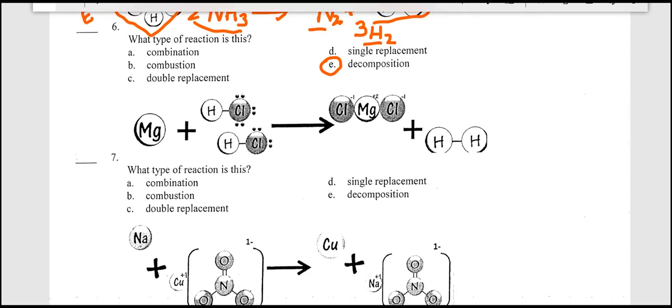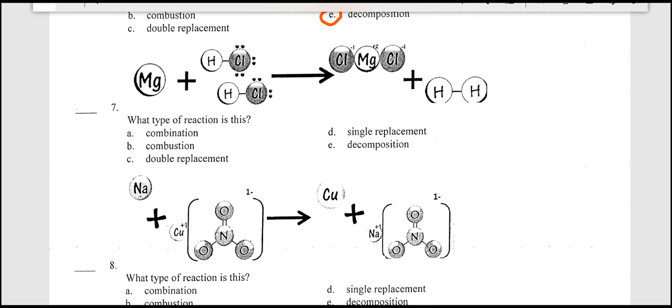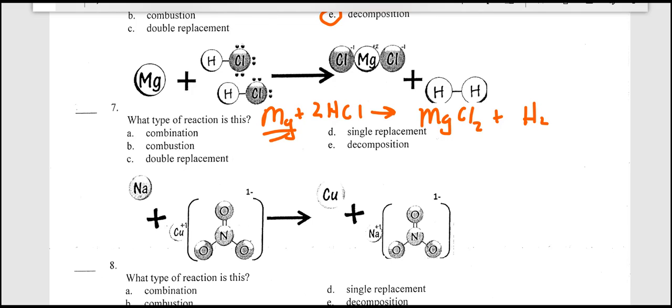Okay, this next one here, what type of chemical reaction is this? As before, it's best to write it out. So we have magnesium metal and hydrogen chloride. 2 of them are going to react to make magnesium chloride and hydrogen gas. Notice we have a single and a couple, and a new single and a new couple. So this is what we call single replacement, which is the D.